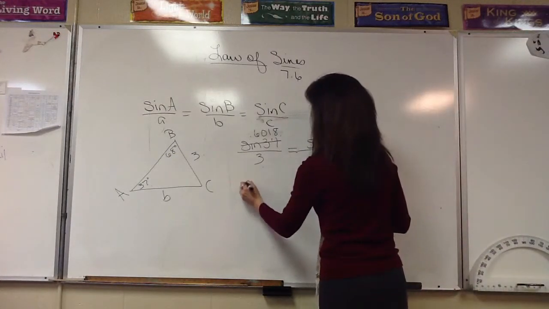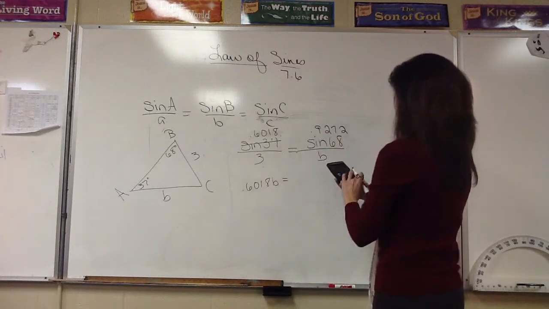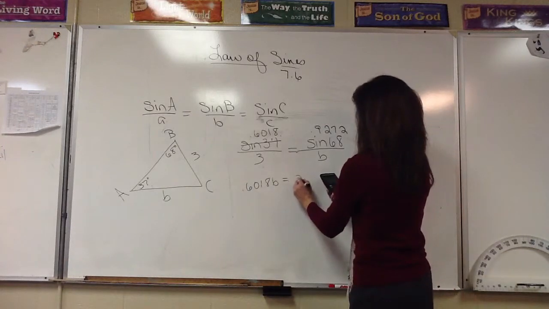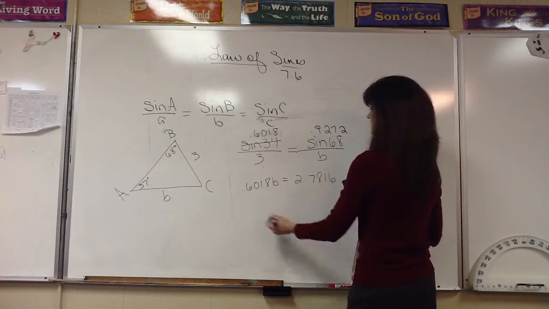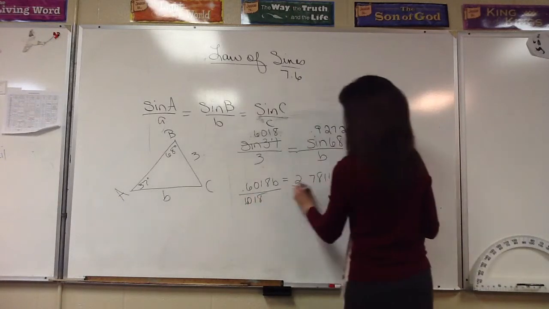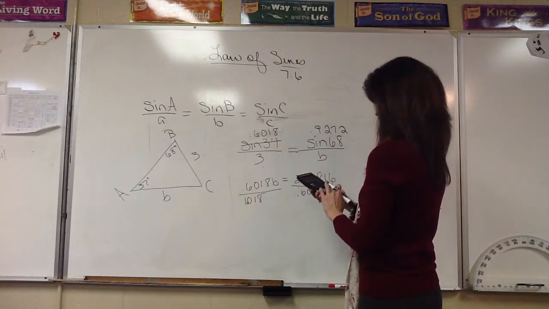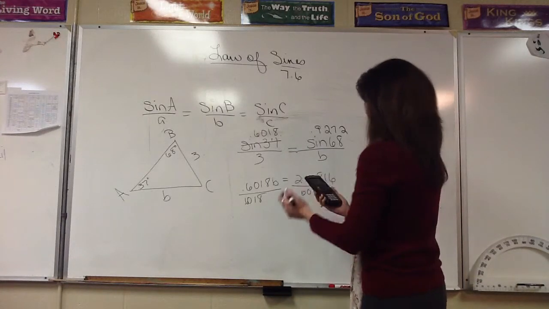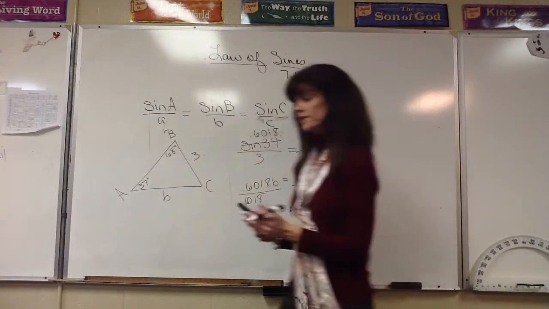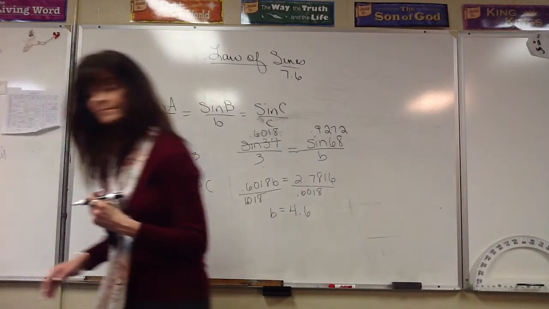So 0.6018b is equal to 3 times 0.9272, which is 2.7816. And then we're going to solve for b, so we're going to divide both sides by 0.6018. And whenever I divide that out, I should get 4.6. I'm just going to check it with the book here to make sure that I got the right thing. And I sure did. Okay?